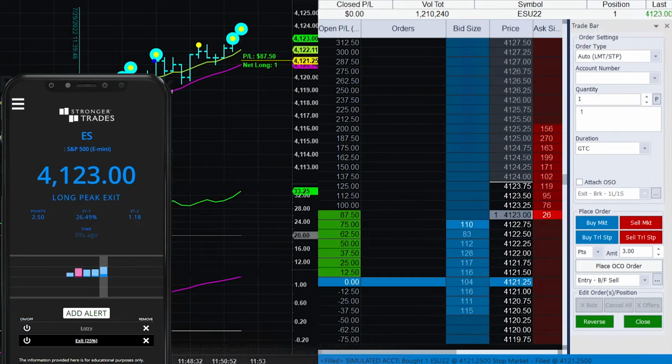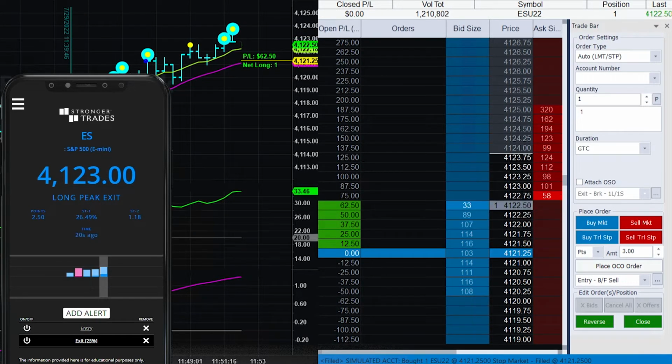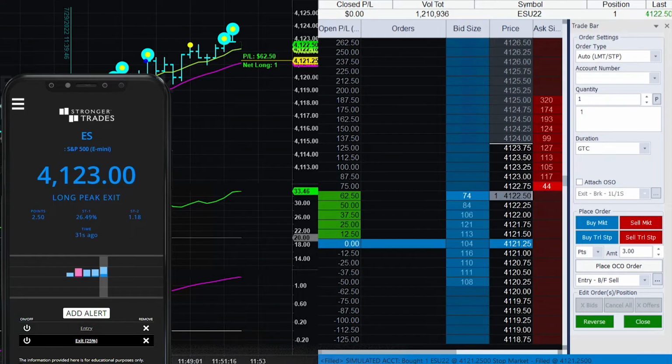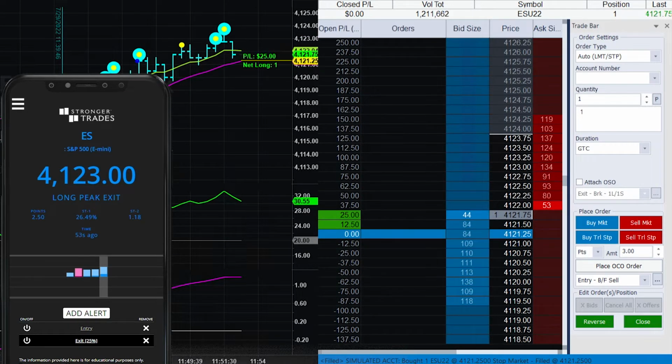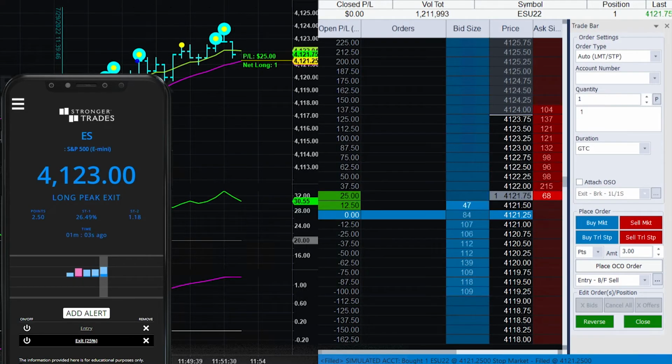You have a signal. Now it's time to set our stop. The price shown, 4,123, is the target price, but let's wait, since it is still rising.